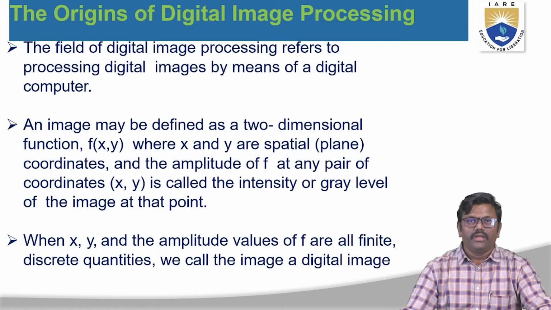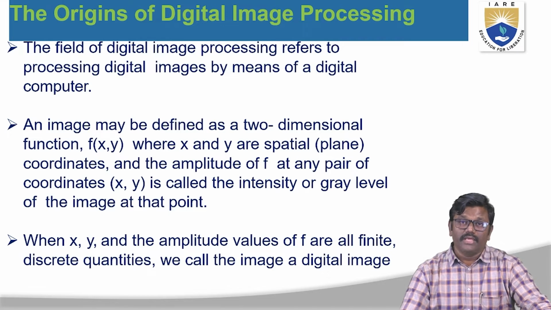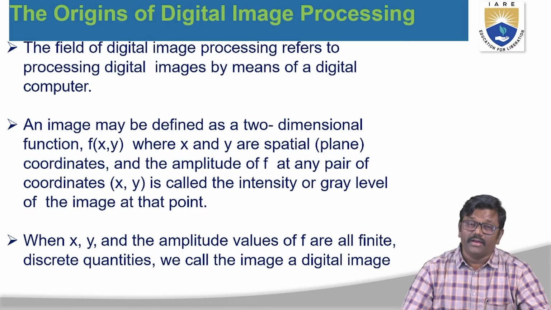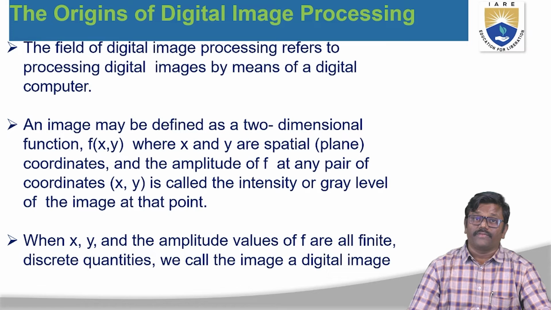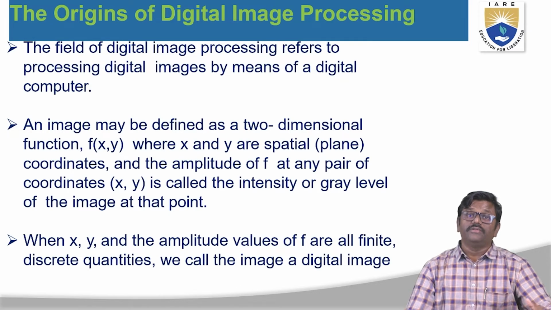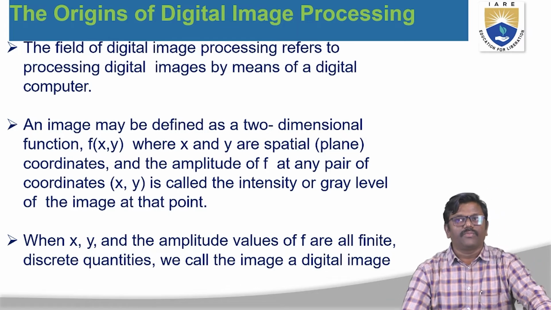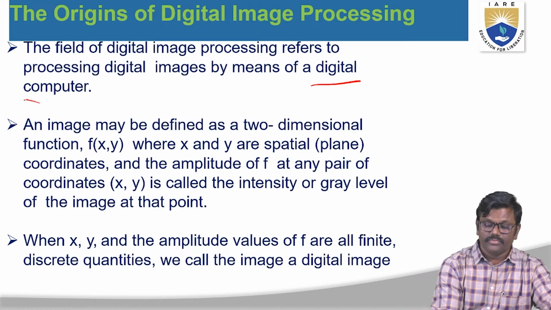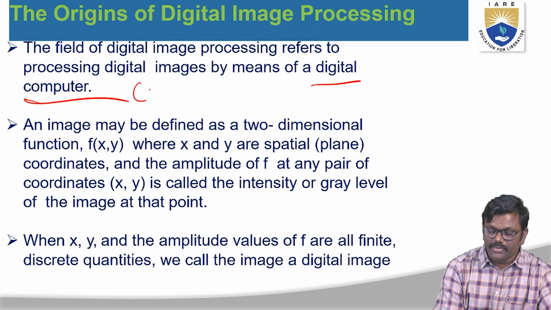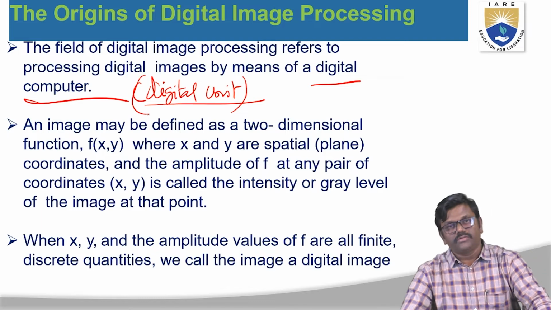Next, coming to the topic, once we understand the importance of digital image processing, then being an engineer, especially in the specialization of image processing, we are going to start with the origin of digital image processing. How can we start? It is a field of digital image processing, which refers to processing digital images by means of a digital computer. I may say simply it is nothing but any digital unit, any digital unit is nothing but one digital computer.